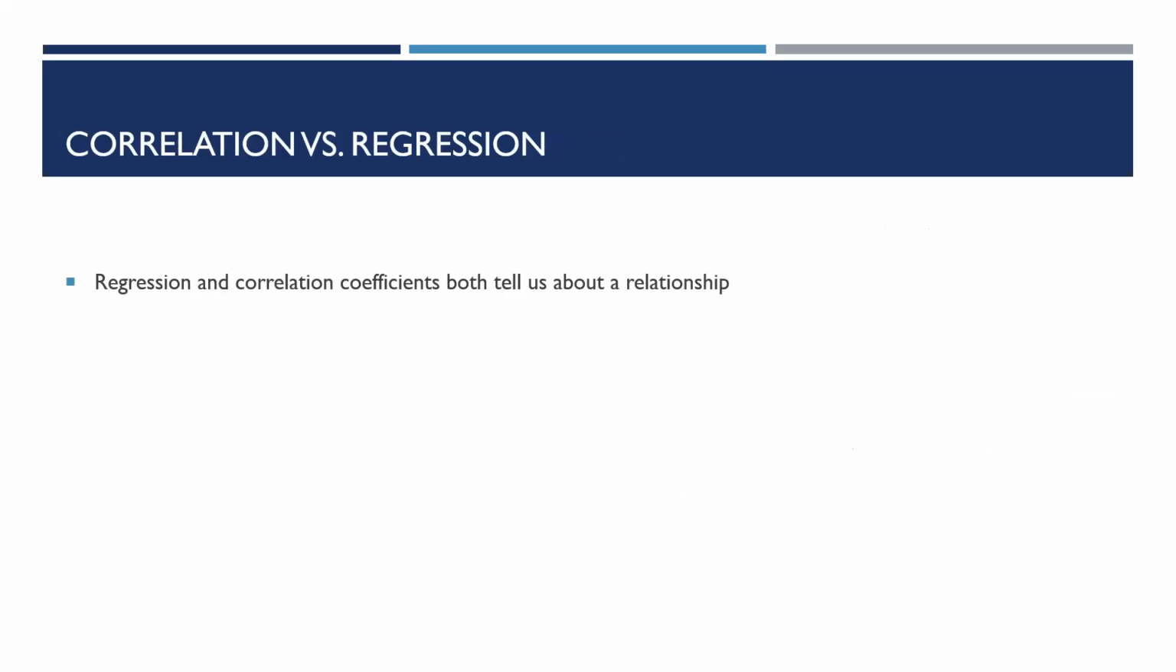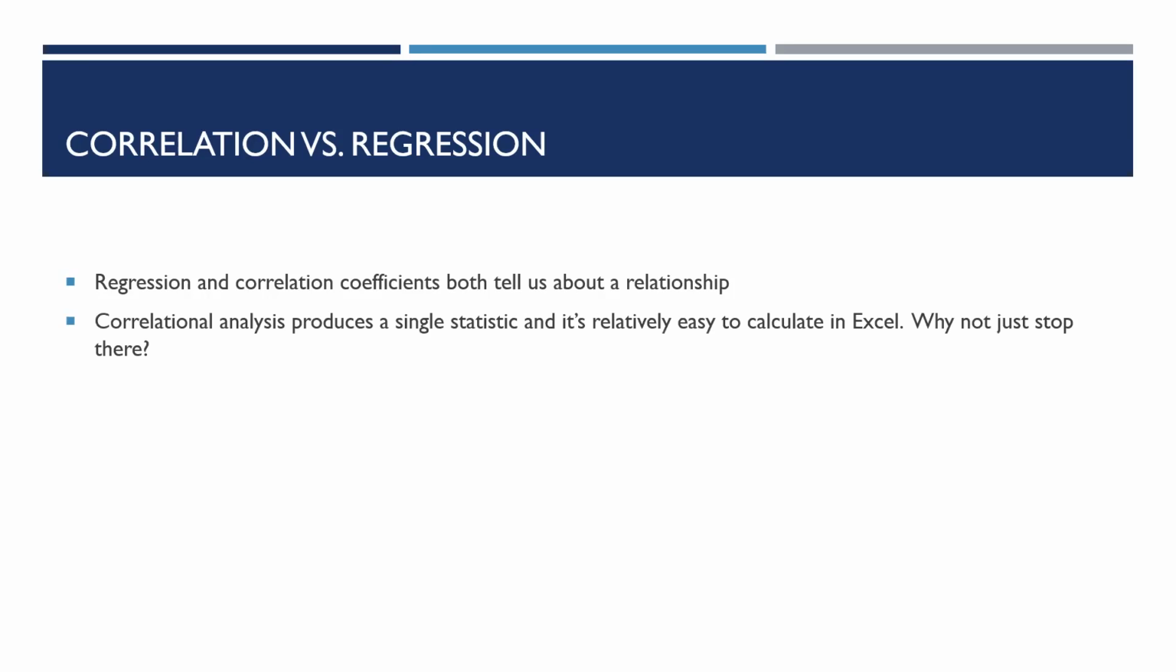Okay, so the next thing we want to talk about is the difference between correlation and regression. These are both statistics that we can calculate in Excel that tell us something about an association between variables. You know, when you first start learning about these things, it can be a little confusing to figure out what regression tells us that correlation can't, because remember, both of these things tell us something about the strength and the direction of a relationship.